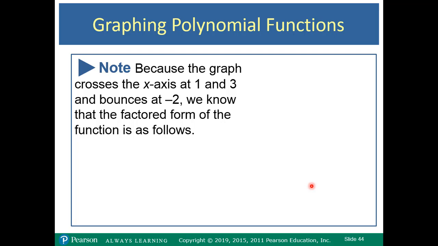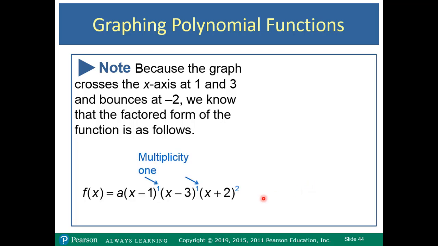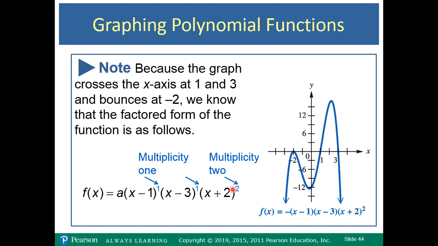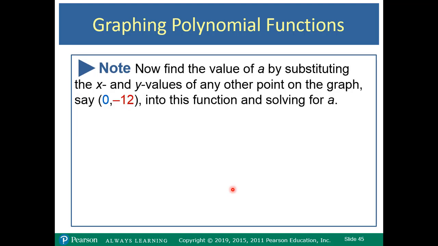Okay, now because the graph crosses at 1 and 3, and bounces at -2, we know that the factored form of the function is as follows, right? So there's what we just said. Again, why are we using 2 here? Because it has to be even, and we're looking for the least degree. Okay, 4 would work here too, but 2 would be the smallest. And then of course it has a y-intercept of -12. So we know that from the graph.